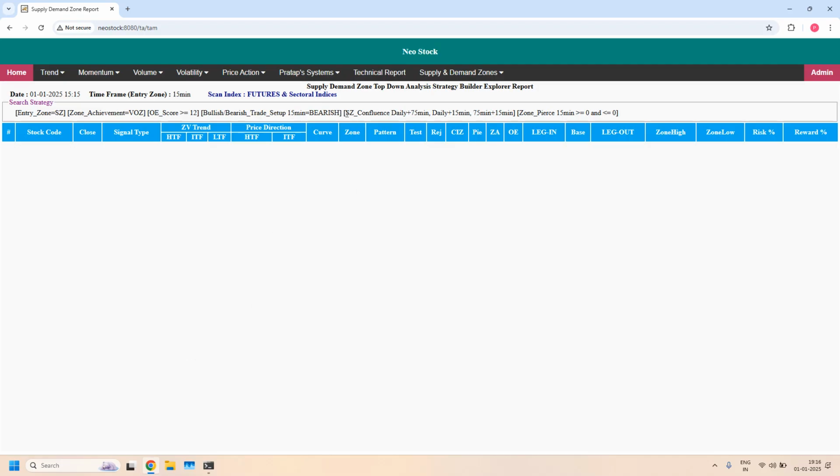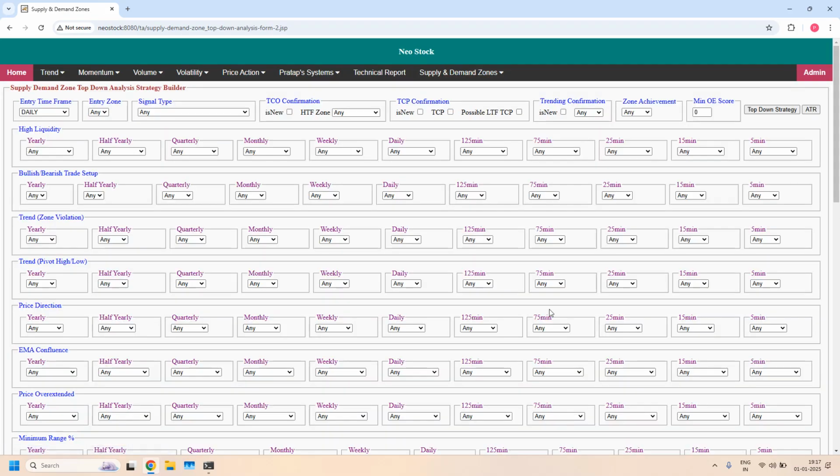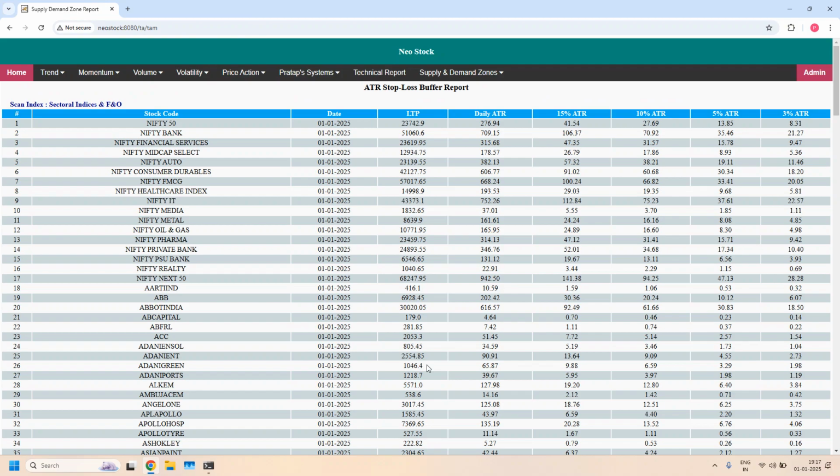Is it perfect? Yes, look into this. In supply zone confluence, daily 75, daily 15, 75 minutes 15, none of them are having the confluence. Okay, this is about bearish trade setup for daily income trade. And in the final report, let us generate stop buffers based on daily ATR.